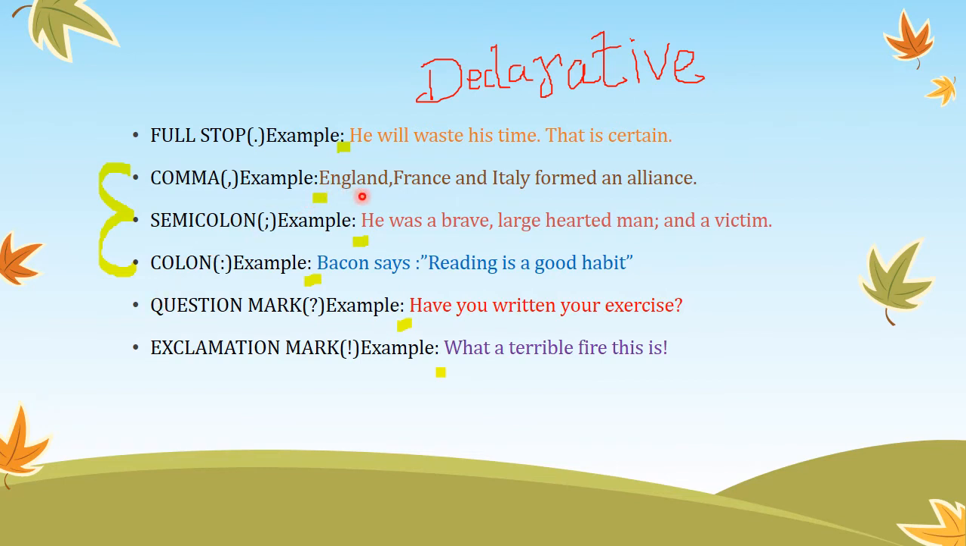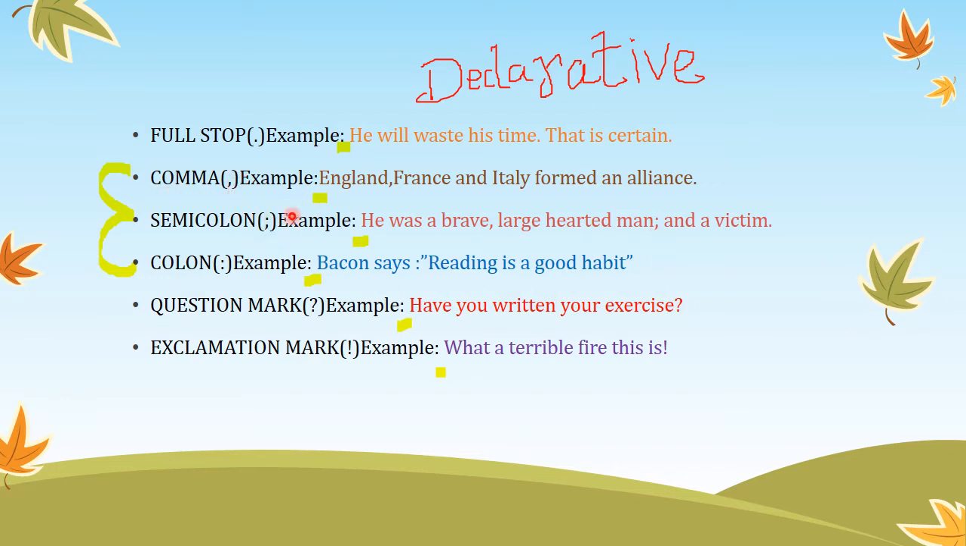So here after England you pause. Therefore you use a comma. England, France and Italy formed an alliance. This comma makes the sentence more meaningful. The next one is semicolon. What is a semicolon? A semicolon represents a pause of greater importance than shown by comma.